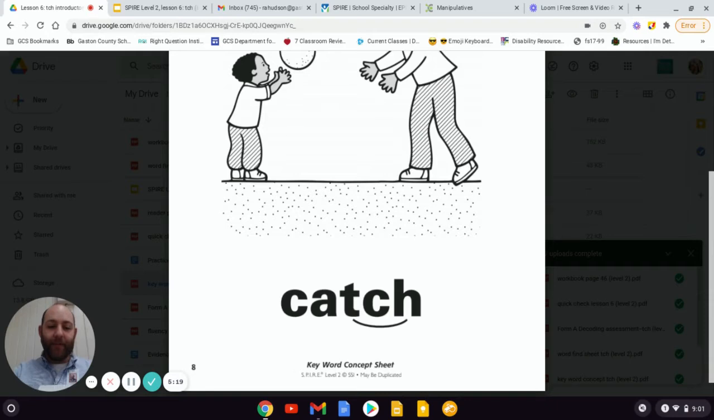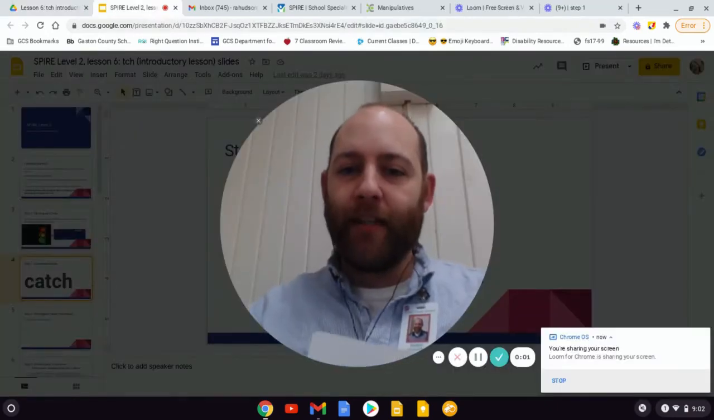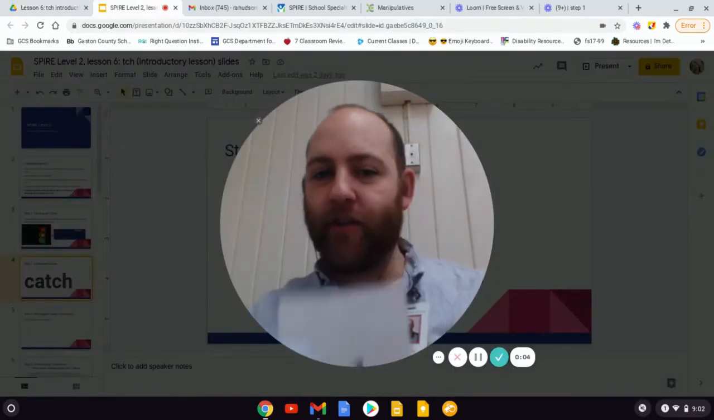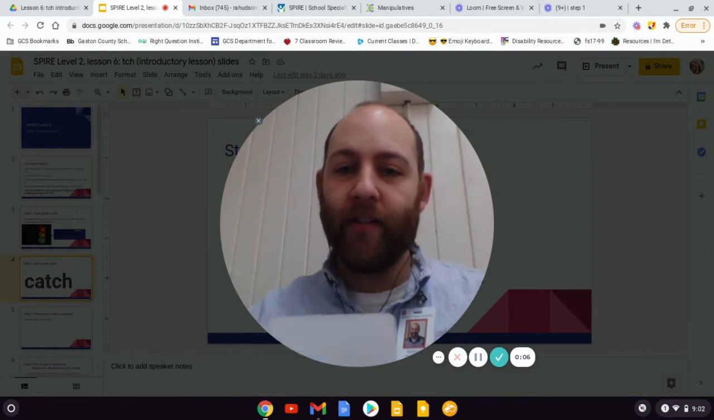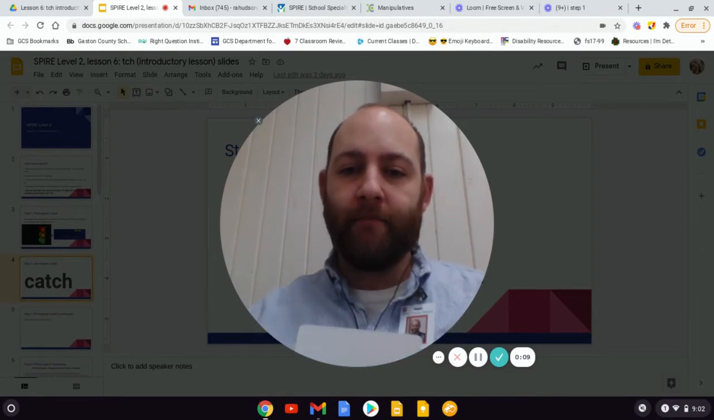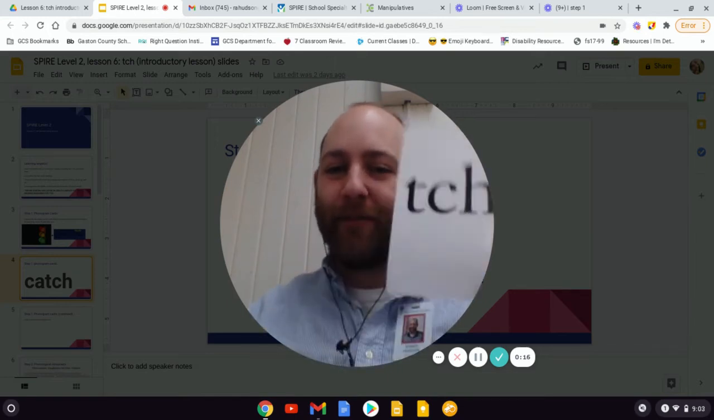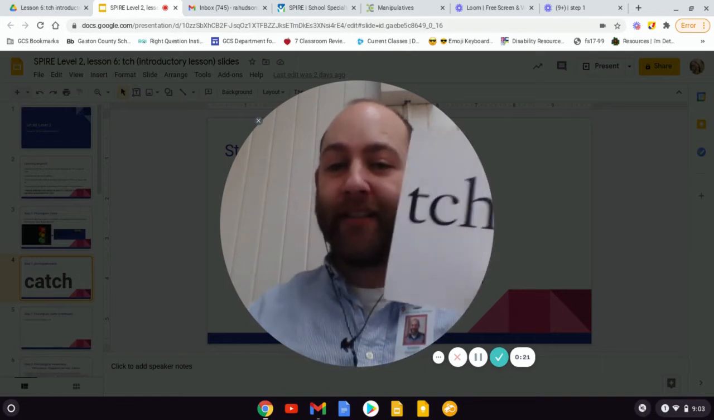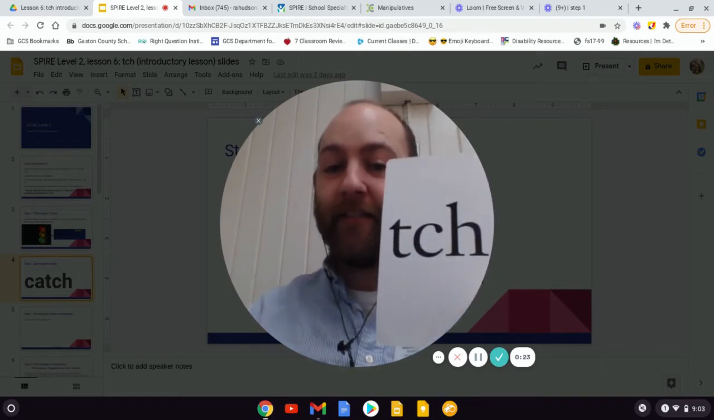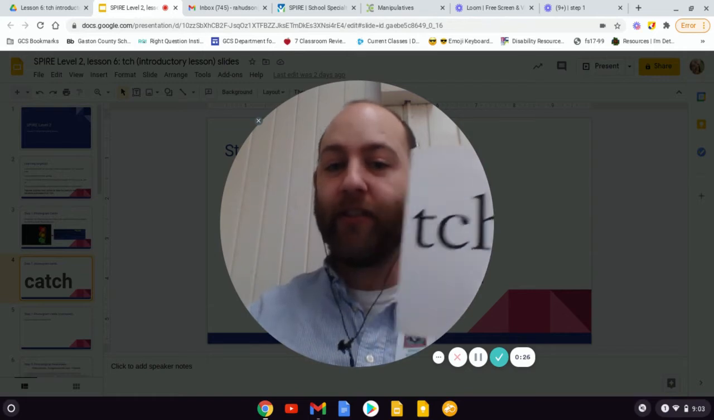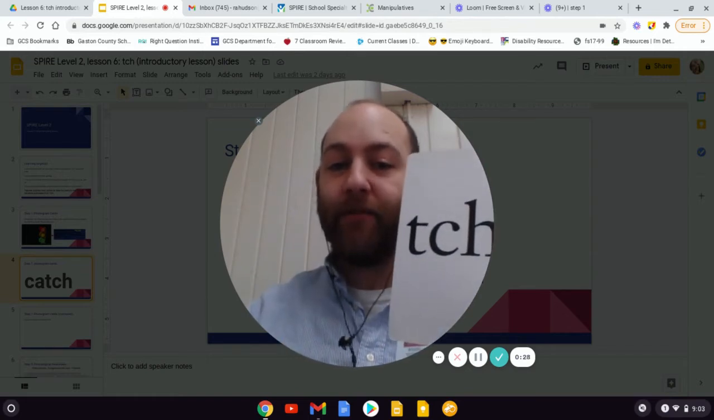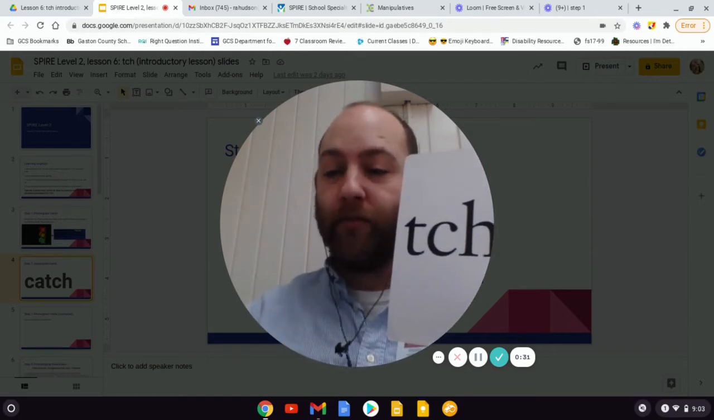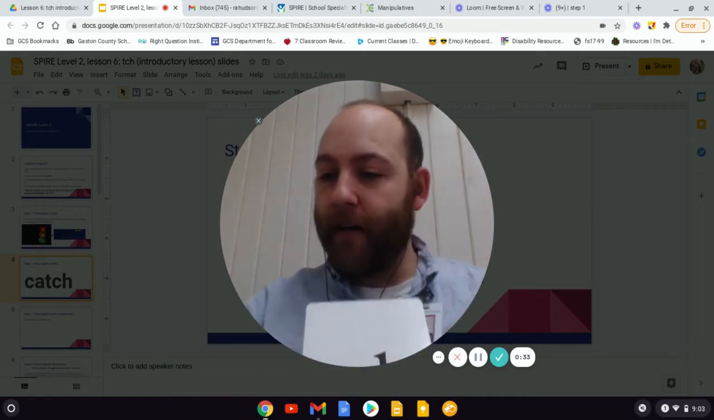Now you guys are ready for step 2. For step 2, I want you guys to create a TCH card. You can do this on a sheet of paper, and write the phonogram TCH. We call this also a trigraph because it's 3 letters together that make one sound, just like 2 letters is called a digraph. So di meaning 2, tri meaning 3.